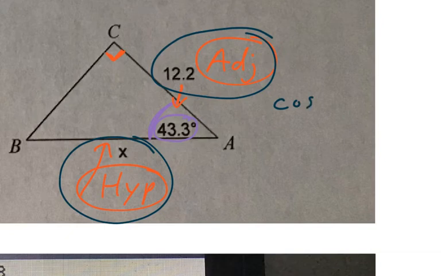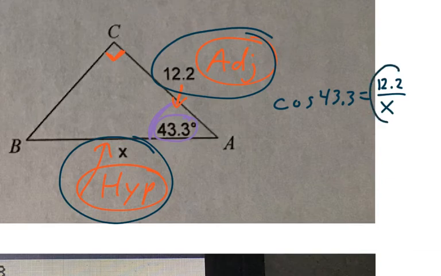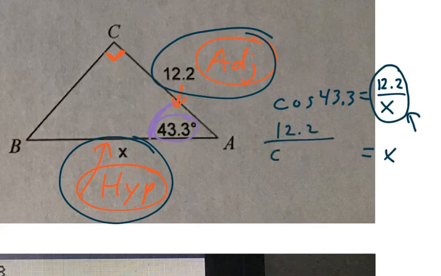So we're going to do cosine of 43.3. That's going to equal the adjacent over the hypotenuse. Notice how this is upside down. So remember, guys, we're going to flip it over. And hopefully by now you realize that when this is upside down over here, our missing side x is simply going to be 12.2 divided by 43.3. And now here's where we get our calculator out.